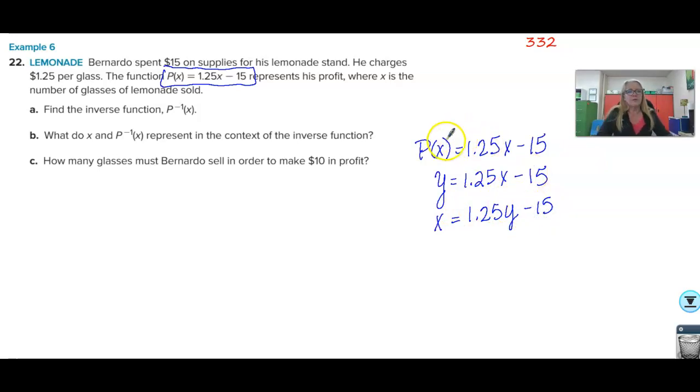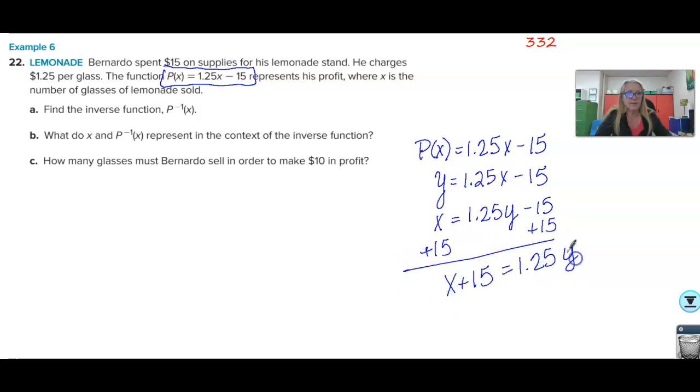Okay, so I replaced this with y, and then I swapped out x and y, just like we did before. Now I'm going to add 15 to both sides. That gives me x plus 15 equals 1.25y. Okay. Now we're going to divide both sides by 1.25. All right. Those will cancel. And the end result would be f to the negative 1 of x.